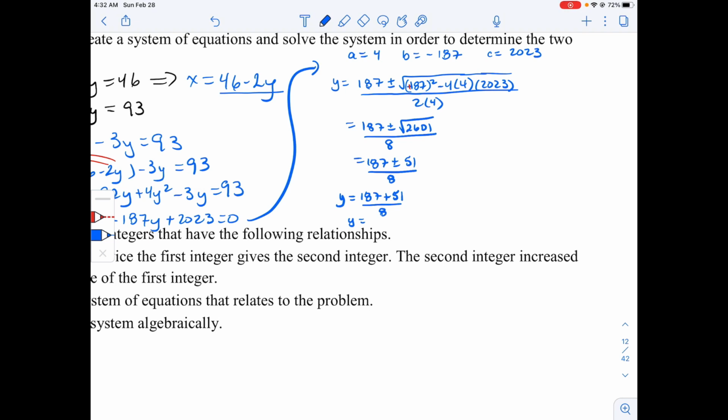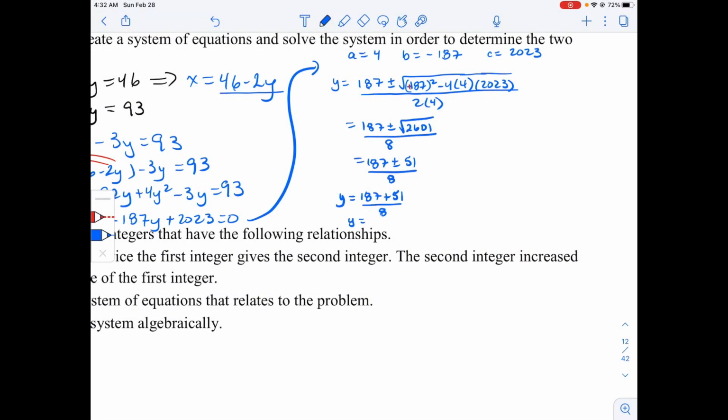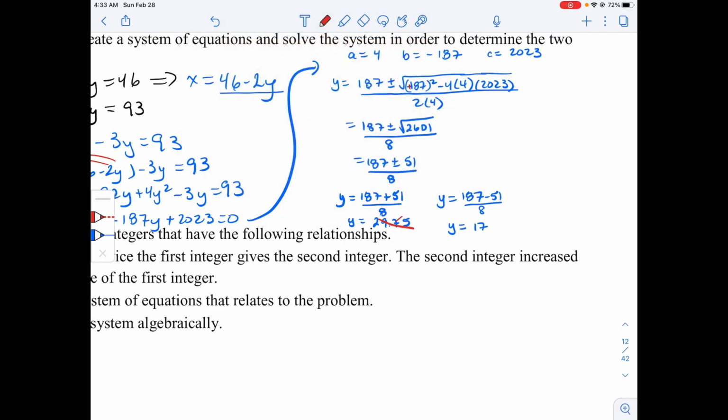which is, with our calculator, equal to 29.75. And our second solution, y is 187 minus 51 divided by 8, and we get y is 17. So one thing I note right away here is that 29.75 is not an integer, okay? So that one gets omitted.